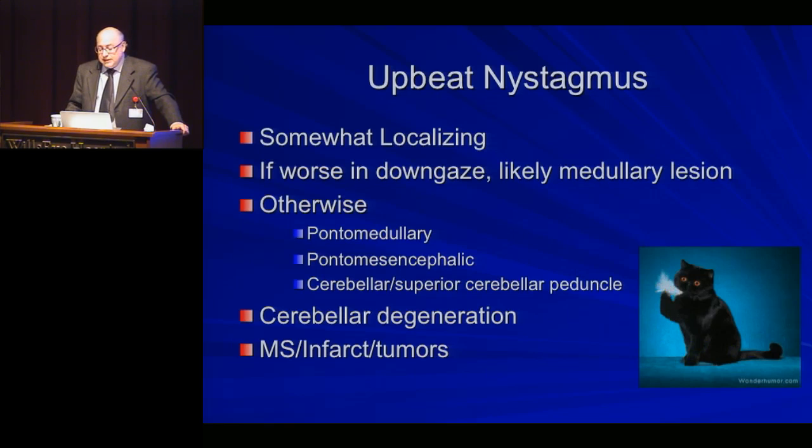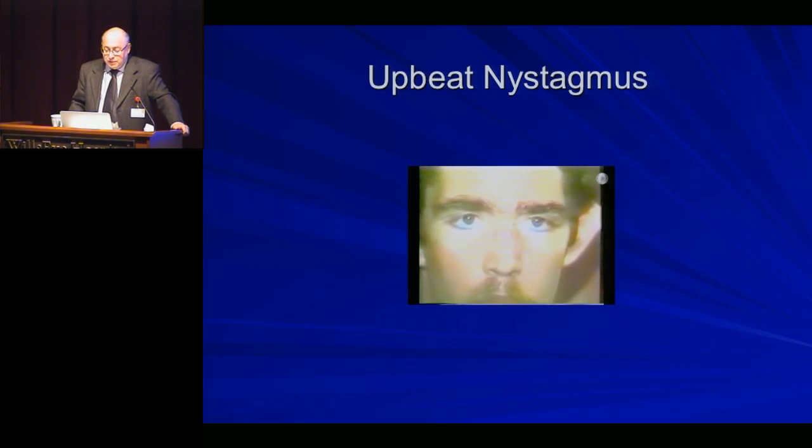Upbeat nystagmus is less localizing, but if it's worse in down gaze, it's likely a lesion in the medulla. Okay? It could be at the pontomedullary junction, it could be at the pontomidbrain junction, mesencephalic, or it could be in the cerebellar system. But if worse in down gaze, it's in the medulla, and various lesions will cause it. So here's a case post-traumatic with a lesion in the medulla who's got upbeat nystagmus, worse in up gaze.